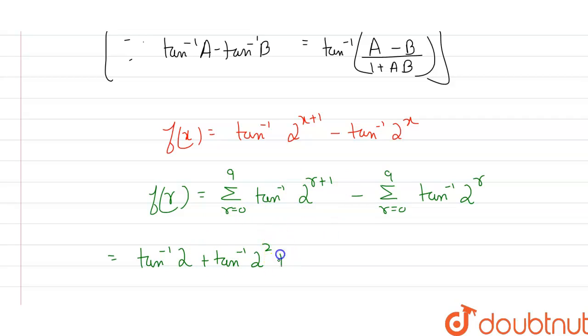Now again this will become tan inverse of 2 to the power of 3, and it will go up to the last term. The last value is 9, so 9 plus 1 is 10. So this will become tan inverse of 2 to the power of 10. After this there is a minus sign first of all.